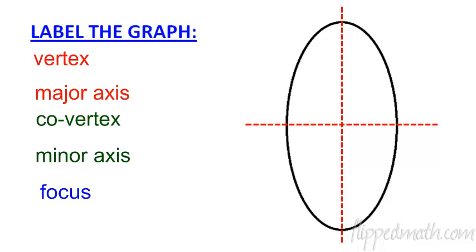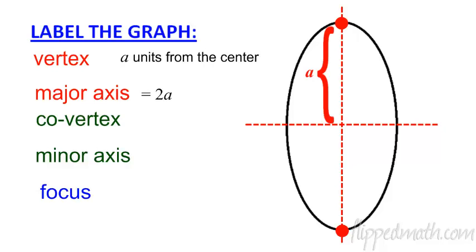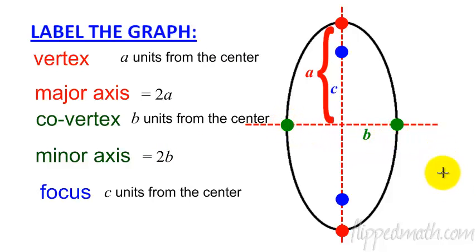We're going to label some more things here. So the vertex is A units from the center. From the middle of the ellipse to a vertex is A. And that means the length of the major axis is going to be double A, or 2A. Then you have the covertex. It is going to be B units away from the center. So label this B all the way to a covertex. So the shorter distance is B. And that also means that the minor axis is going to be 2B units long from end to end, from each covertex. And then the focus, or the two foci, are going to be C units.